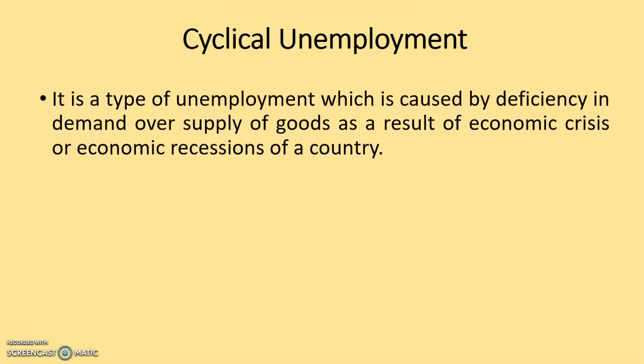Cyclical unemployment is a type of unemployment which is caused by deficiency in demand, oversupply of goods as a result of economic crisis or economic recessions of a country. Now let's look at the difference between structural and cyclical unemployment. With structural unemployment, we said it is caused by a structural change in the economy, which leads to a change in the demand pattern.